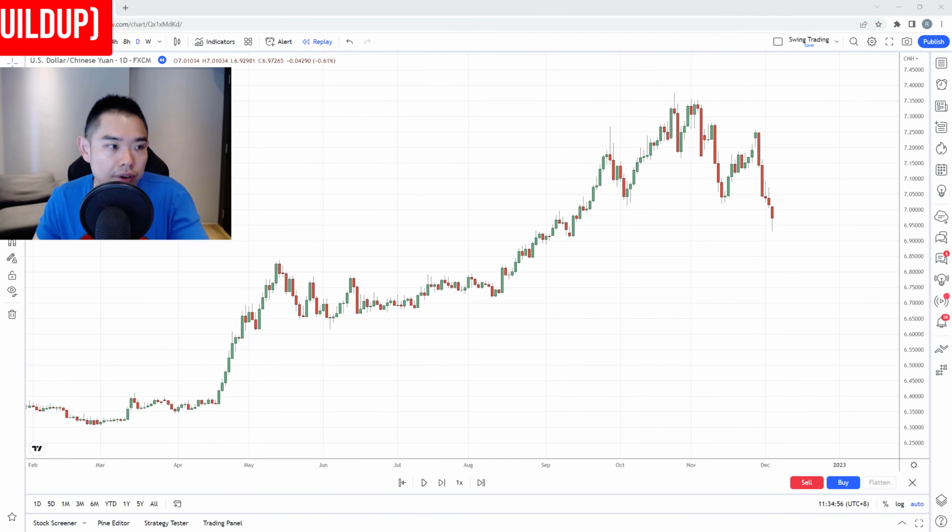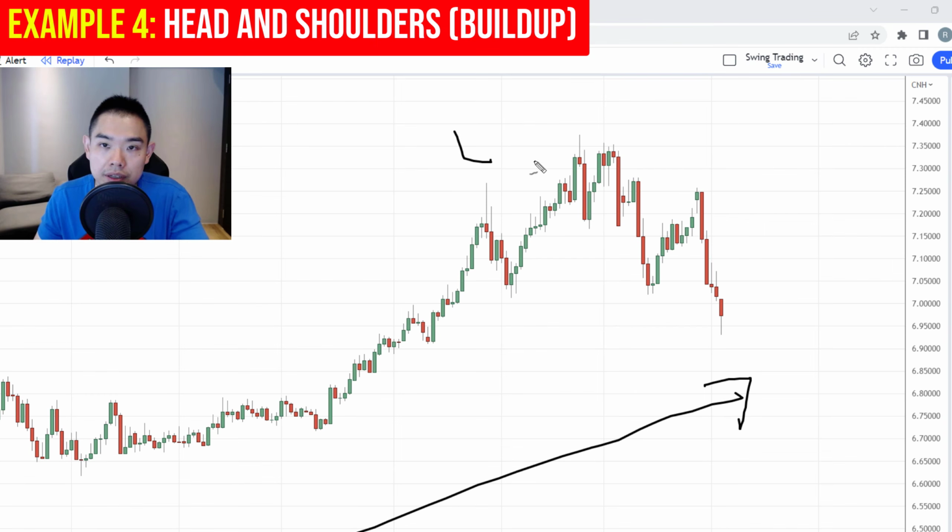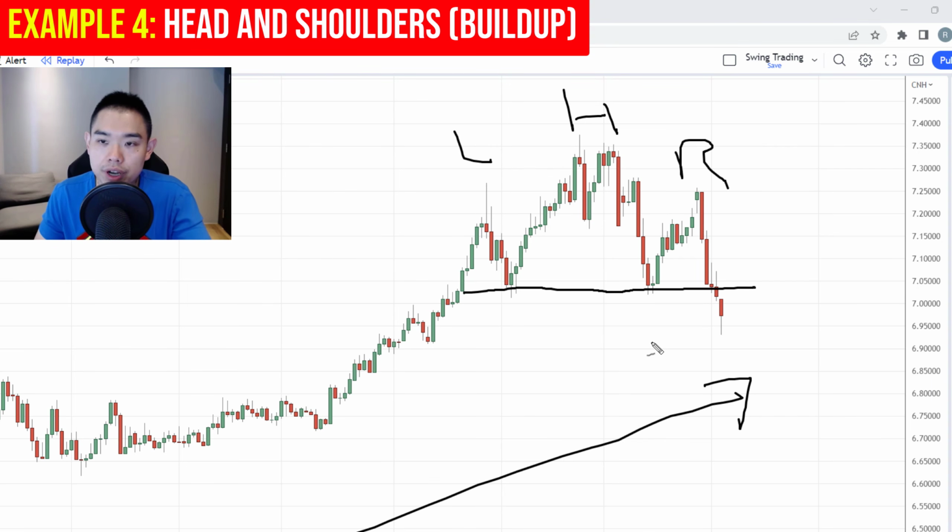In this example, look at this chart. This is the dollar against the Chinese yuan. The market is in an uptrend, and then it formed this head and shoulders pattern. There's the left shoulder, the head, and the right shoulder. And this is, of course, the neckline, otherwise known as the area of support. Right now, the price has already broken below this neckline. The head and shoulders pattern is completed.